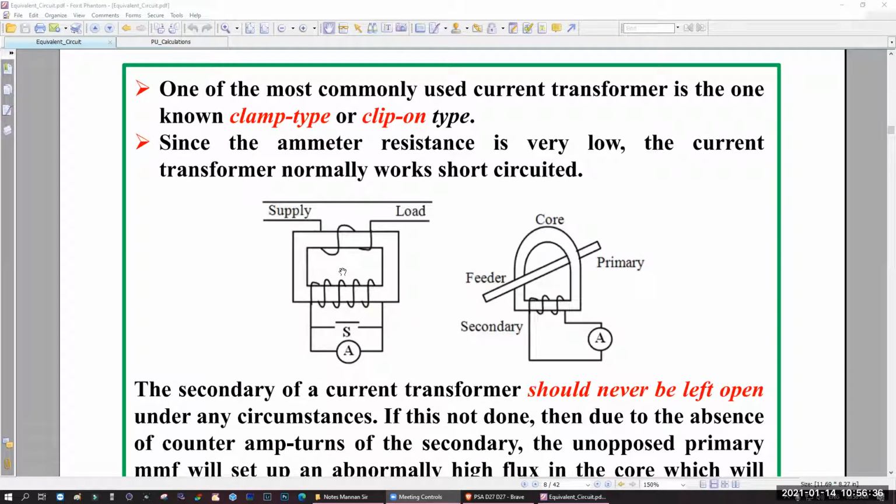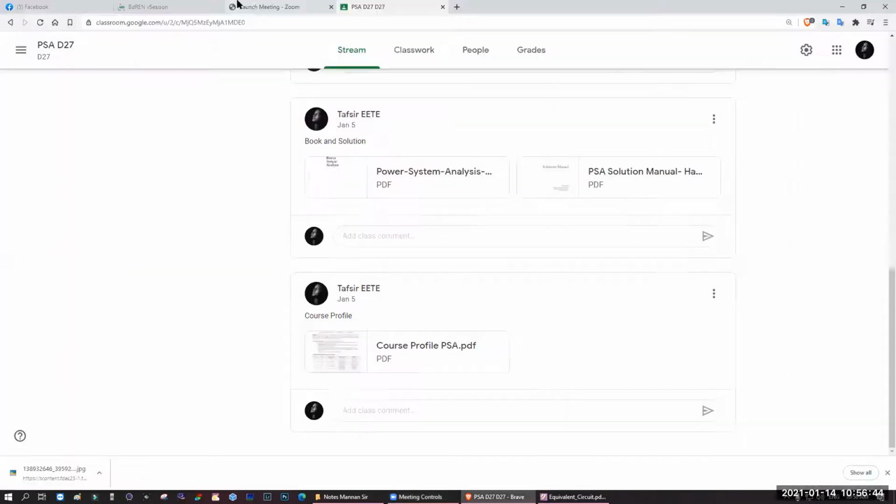This one, current transformer. So this is, have you ever seen clamp meter? Have you ever seen this meter? Sir.